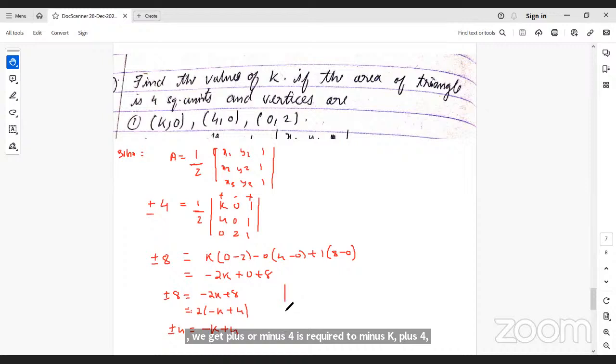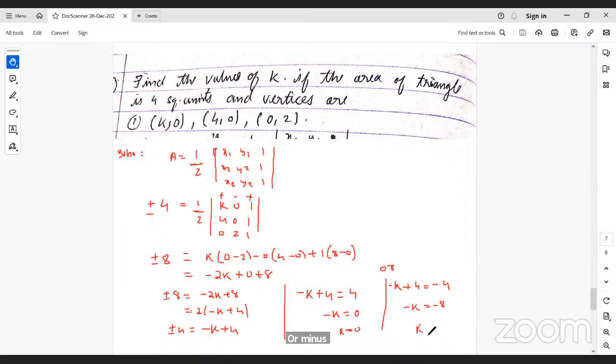So to find the values of k, once you have to take minus k plus 4 is equal to positive 4, and once we need to take minus k plus 4 is equal to minus 4. So once we take the positive value, and once we will be taking the negative value. On simplifying, minus k will be equal to 0, or k will be equal to 0, or minus k will be equal to minus 8, or k will be equal to 8.